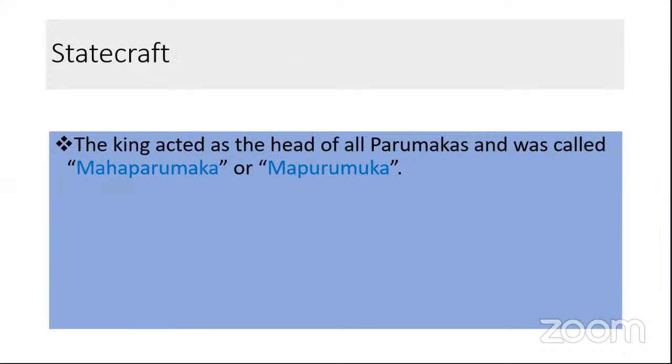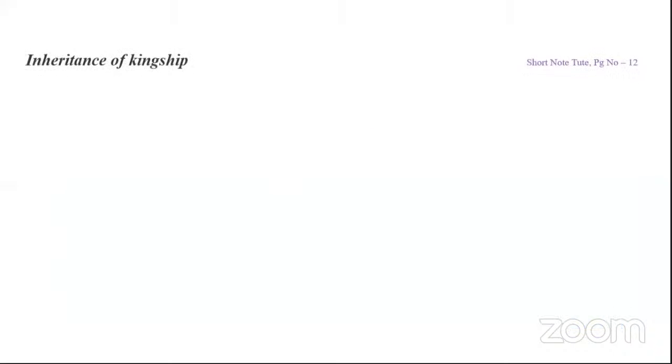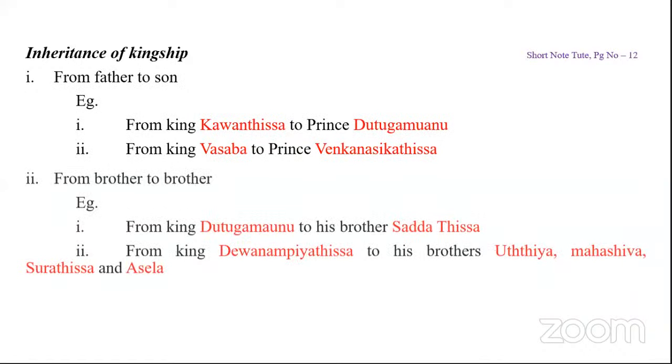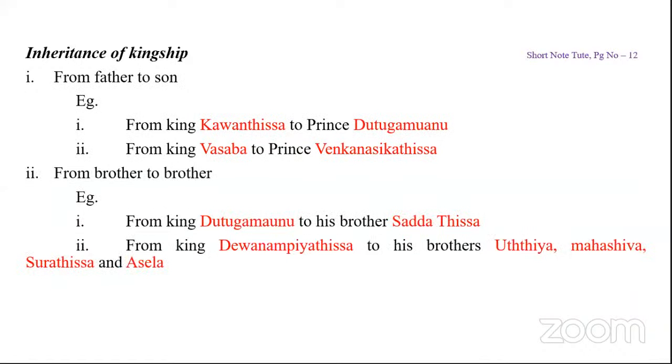Don't write this one. So I'm just going to the short note. These are the two methods of inheriting kingship. From King Kavantisa to Prince Tutugamunu, from father to the son. From King Vasabha to Prince Venkanasikatisa, from father to the son.